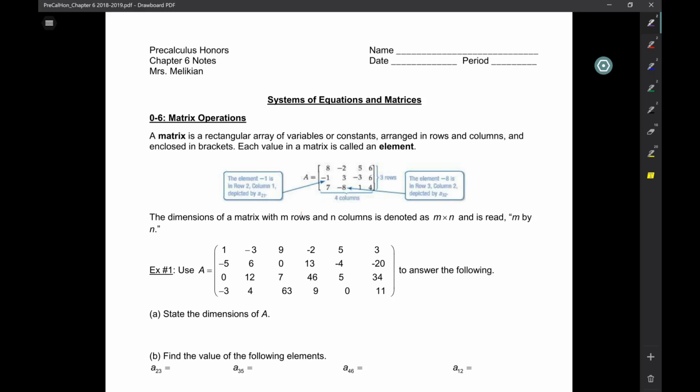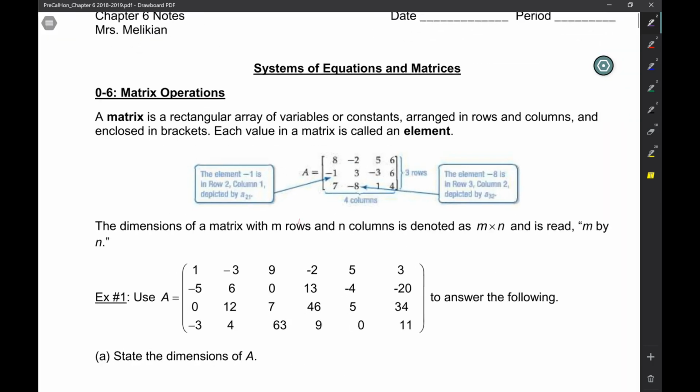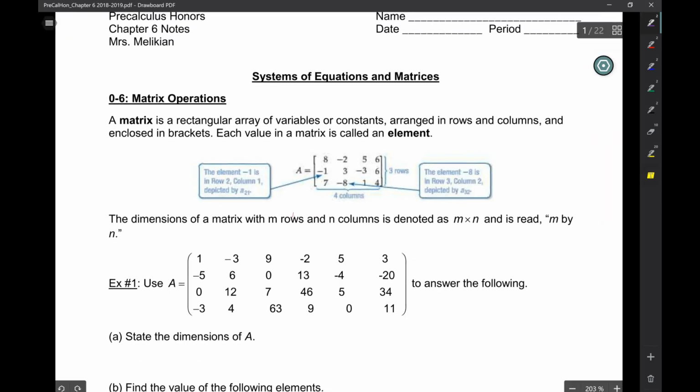So here's section 0.6. We're going to talk about what a matrix is. First and foremost, a matrix is a rectangular array. That's what we call it. An array is something that has rows and columns. A matrix can have variables or constants, and like I said, it's arranged in rows and columns.